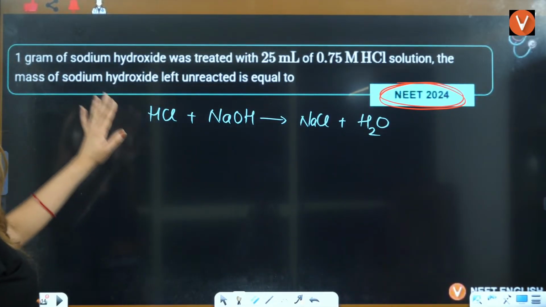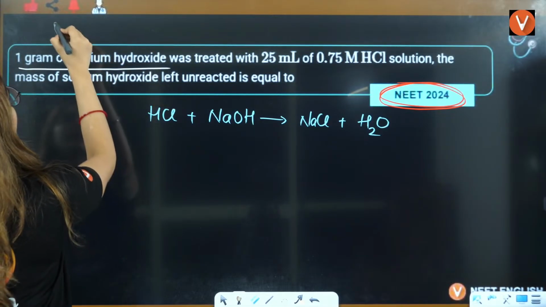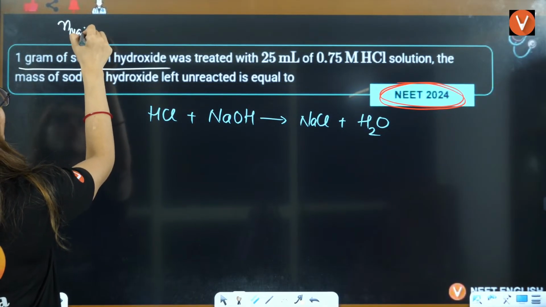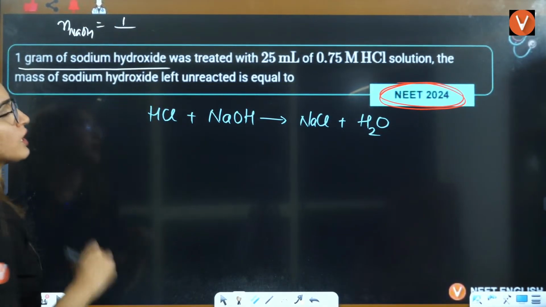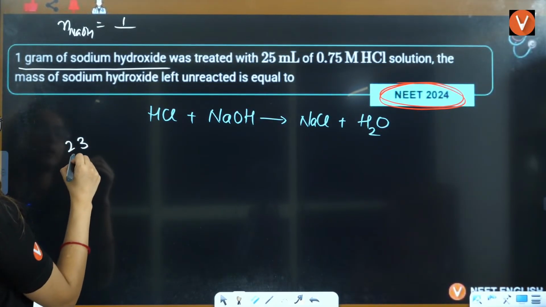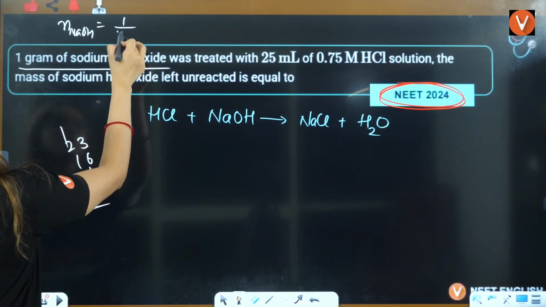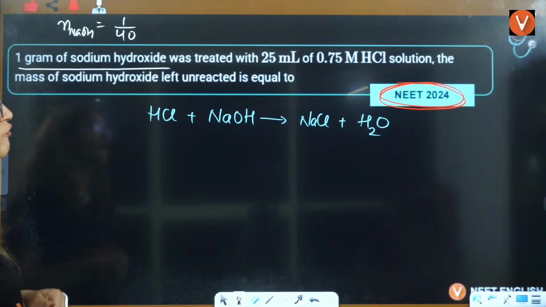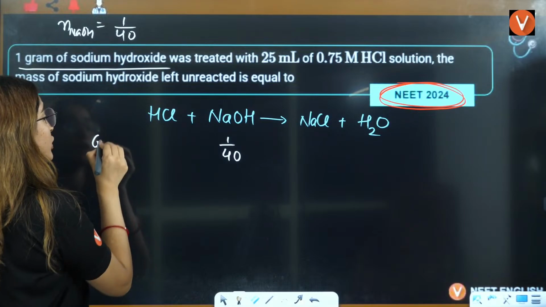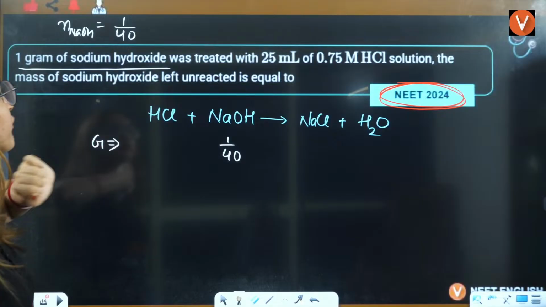Now, if you see this here, 1 gram of sodium hydroxide. If sodium hydroxide is 1 gram, then number of moles of sodium hydroxide is going to be 1 by, sodium is 23, oxygen is 16, hydrogen is 1, so it is going to be 40. So answer is 1 by 40 here. So here number of moles is 1 by 40, that is given to you, right? Number of moles you are calculating for NaOH is 1 by 40.